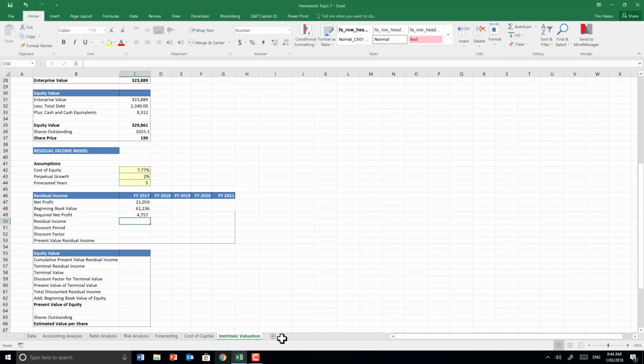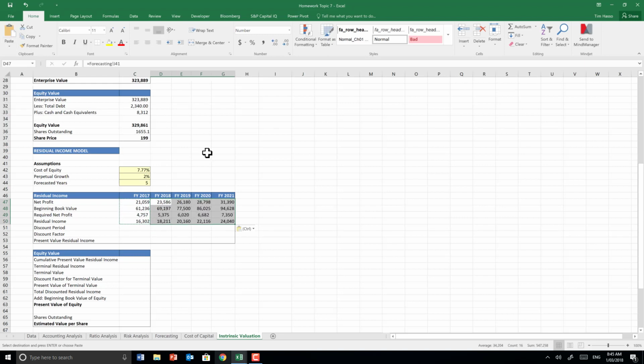So effectively, shareholders expected slightly less than 5,000, and they got about 21,000, which means that the residual income is the difference between these two amounts. So the residual income in this case is 13,602. Now, the next step is to then also discount them back to the present period. But before we do that, I'm just going to copy that over to the right.